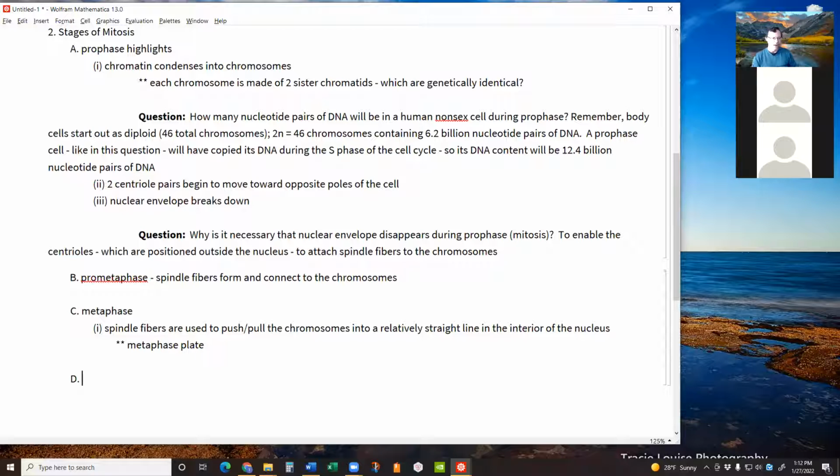Okay, so we have metaphase. The chromosomes are moved into relatively the center of the nucleus in a straight line. Then we have anaphase. During anaphase, these motor proteins that also walk along the spindle fibers start to tug apart the chromatids.